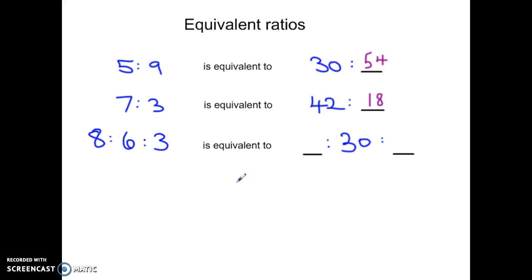And finally, this ratio is in 3 parts, and it's the middle part that we've got in both cases. So that's where we start. 6 goes into 30 5 times, so I'll multiply the 8 by 5 to get 40, and I'll multiply the 3 by 5 to get 15.